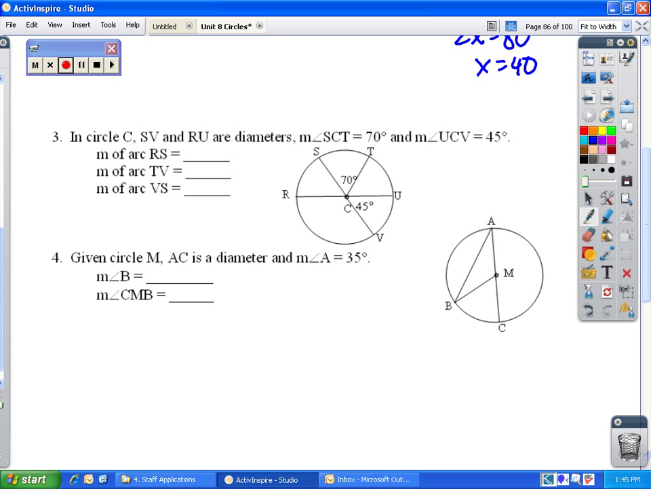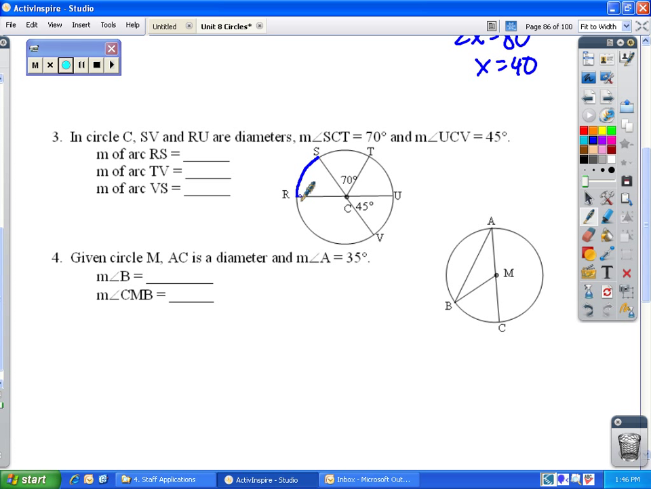All right, number 3. We have circle C, and SV and RU are diameters. They've confirmed that, which means they're just straight lines, SV and RU. And we know that angle SCT, as marked, is 70 degrees. And we know that the measure of angle UCV is 45. So we want, first of all, arc RS. All right, so we want this arc RS right here.